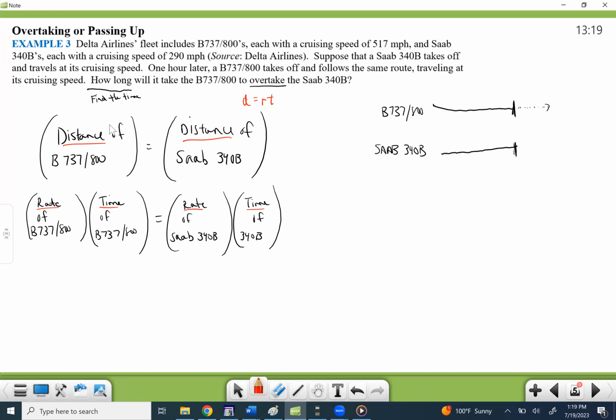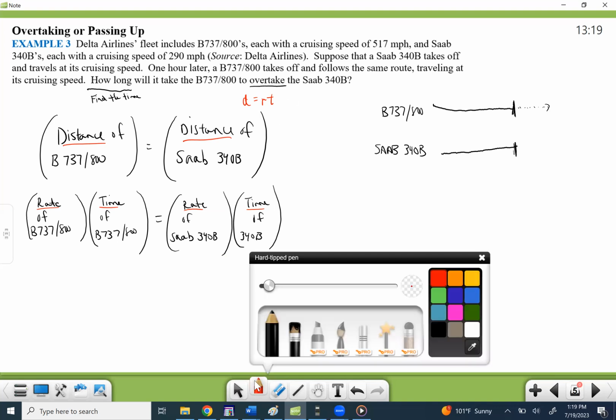Okay, so to recap, we know their distances equaled each other because they will have traveled the same distance when the one plane overtakes the other. Nowhere up here does it give us the distance. So we have to change the distance into rate times time using this formula right here, DIRT, distance is rate times time. All right, let's start filling in things we know, you guys.